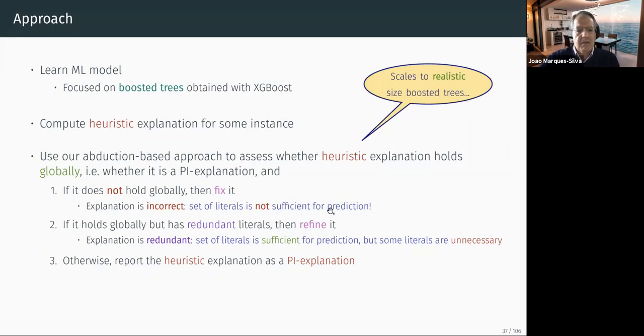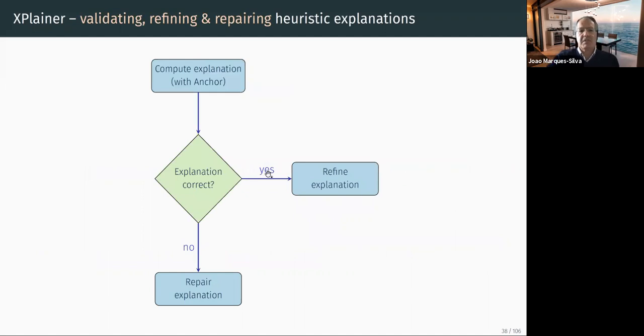Okay, very good. So this is for those of you who might not have understood the complete details. We compute an explanation. For instance, just to illustrate the point with Anchor, we check with our tool whether the explanation is correct, and then if the explanation is correct, we refine it if necessary. If the explanation is not correct, then we repair it and find a correct explanation.